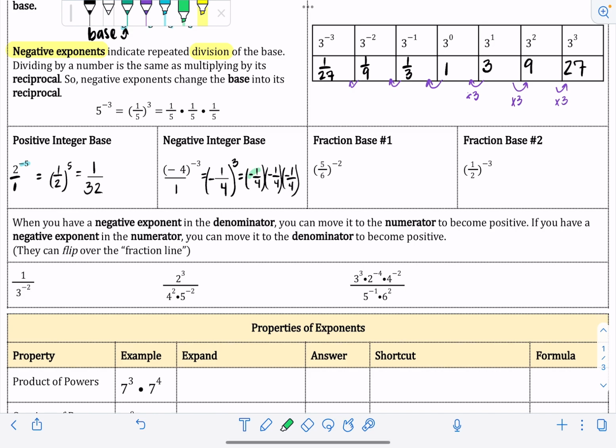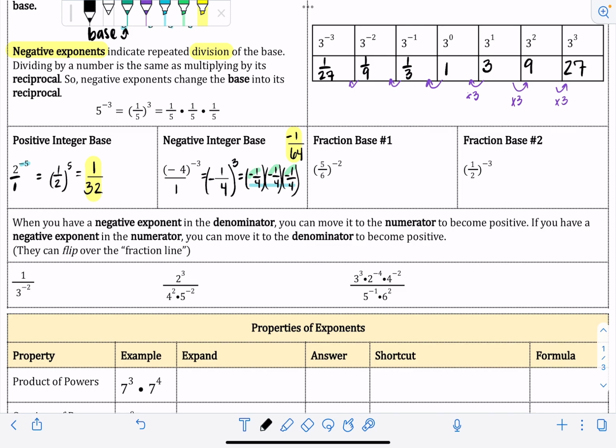So I'm going to say -1 times -1 times -1, which is -1. So if you have an odd amount of negatives multiplied together, it stays negative. If you have an even amount of negatives, it turns positive. And then we'll multiply straight across the denominator. So 4 times 4 times 4, which is 64. So we end up with -1 over 64. And I forgot to highlight the first answer, which was 1 over 32.